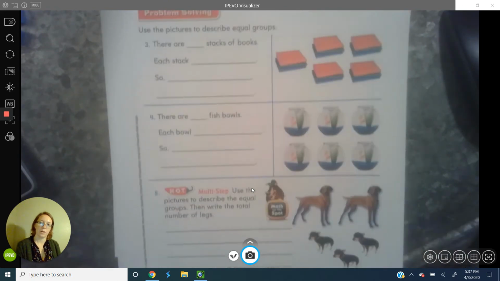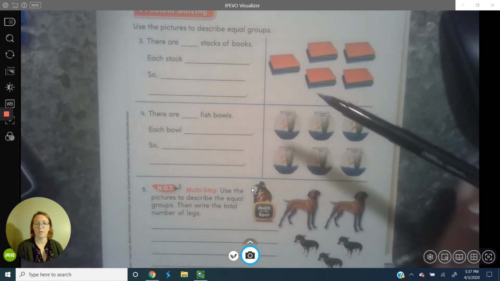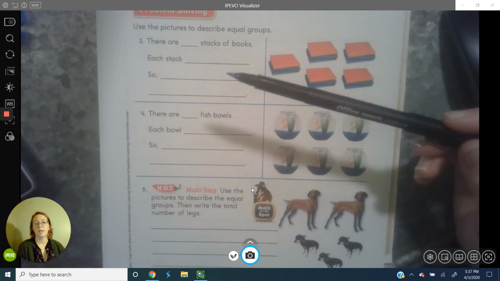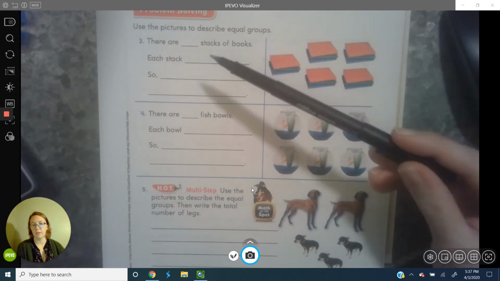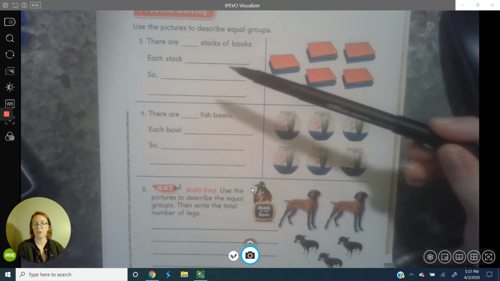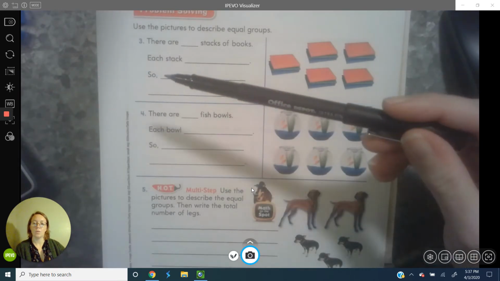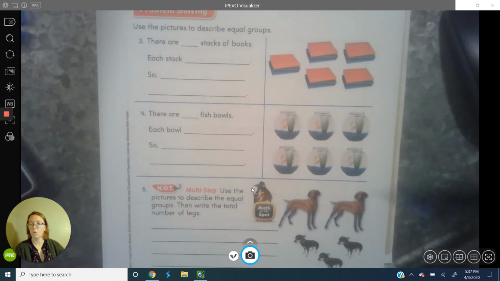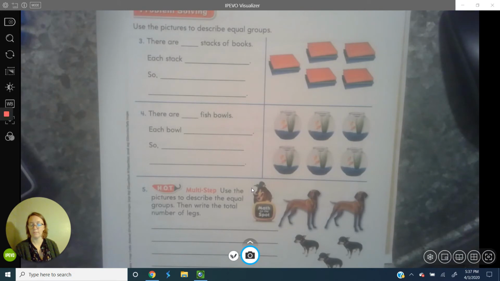All right, number 3 says use the pictures to describe the equal groups. So the same thing as what we were doing earlier. There are blank stacks of books. So you're going to count up the stacks and fill in the blank. Each stack has blank books. Make sure to write the word books. You're making a complete sentence. So there are blank books in all, or so there are blank books total. Okay, make a complete sentence.